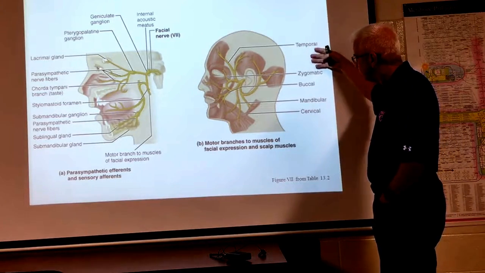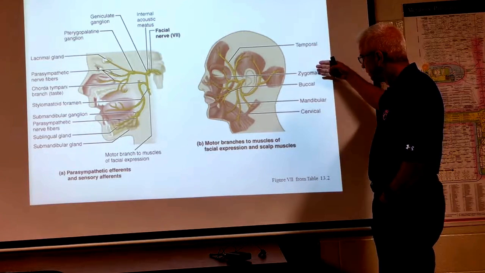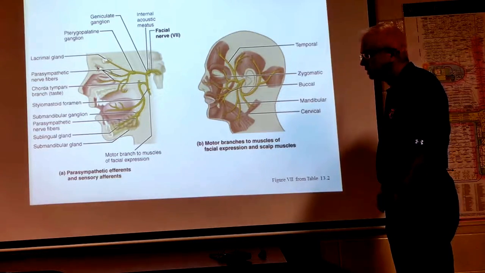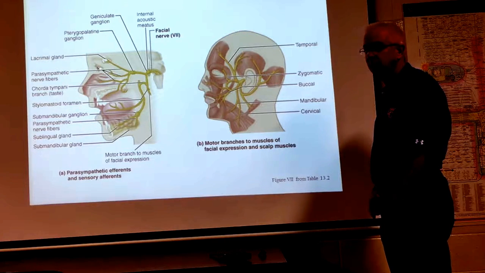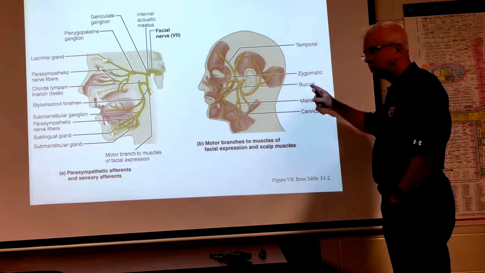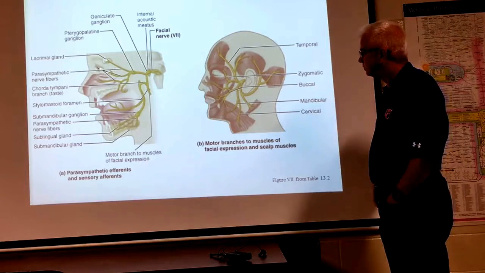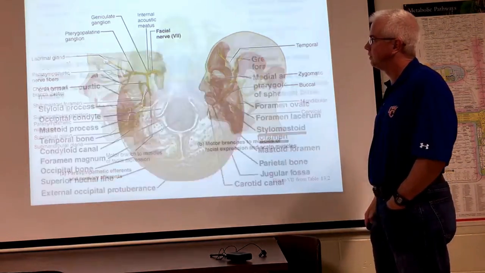So I want you to know these 5 major branches from superior to inferior: temporal, zygomatic, buccal, mandibular, cervical. Now, most of them make sense in terms of their names. If I had beat you up with it, you probably could have come up with these names as we talk about where these things go. Temporal, zygomatic. Buccal we haven't talked much about, but I showed you the buccinator, so that one's going to come up again. Mandibular and cervical, the 5 major branches of the facial nerve.